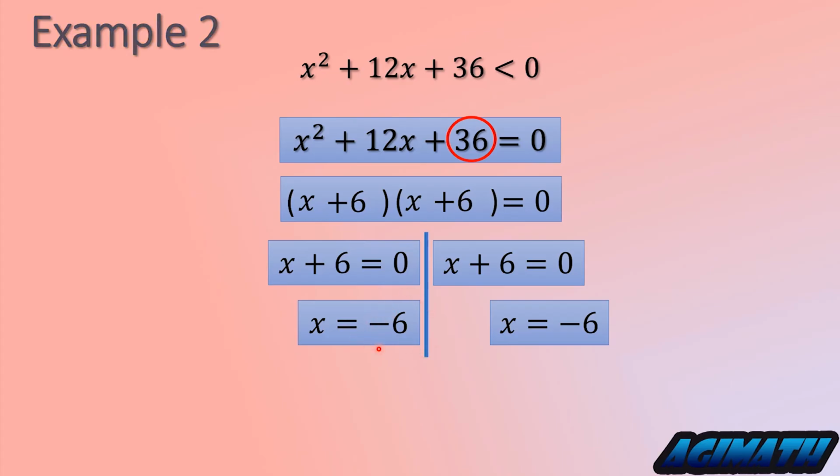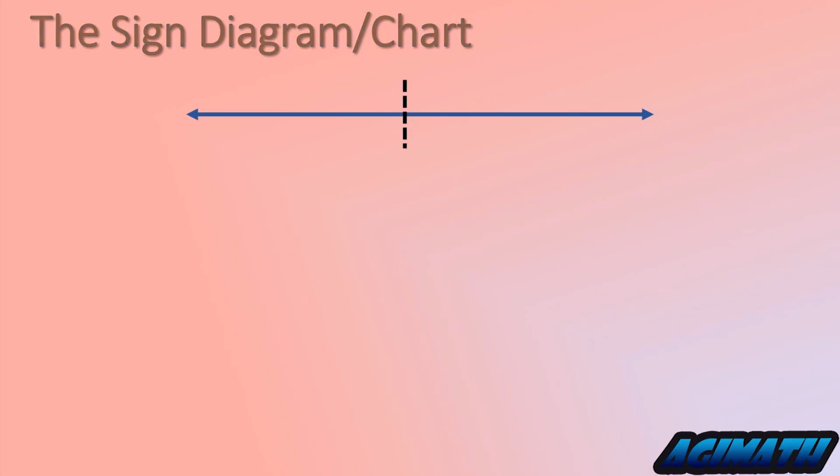So if you observe, the critical values that we got are equal. Negative 6. So if I'm going to plot it on the number line, this will be the result. So we have the number line. And observe that what I'm using is a dashed line because the inequality that is involved earlier is just less than, not or equal to. So it's just less than, so you use a dash, meaning negative 6 is not part of the interval.